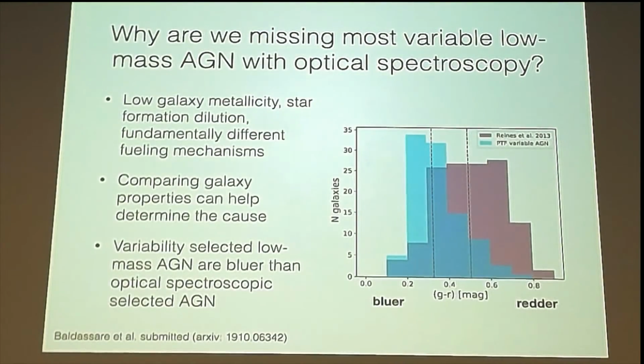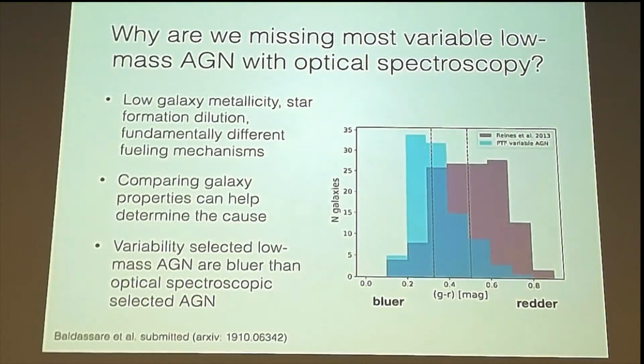So here I'm showing the colors of low mass galaxies with AGN selected through variability, and comparing them to galaxies in the same stellar mass range with AGN selected through optical spectroscopy. The blue histogram are galaxies that I found through variability, and the purple shows the color distribution of the Reines 2013 sample of dwarf galaxies with AGN selected through that BPT diagram. The key takeaway here is that the galaxies that I find to have variable AGN are bluer than those with AGN found through optical spectroscopy.